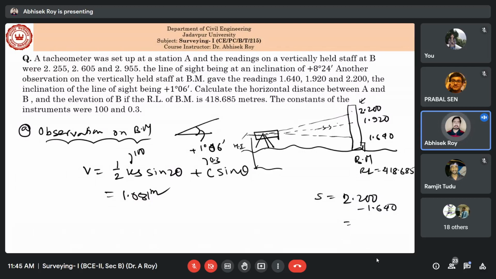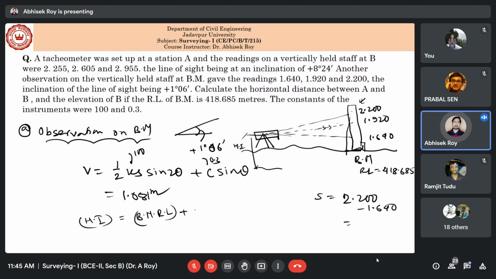This line is inclined. I only want to calculate the height of the instrument. So the height of the instrument at the instrument station, or the elevation of the line of collimation at the instrument station, will be simple. It will be your benchmark RL plus your middle stadia reading, because it is holding at 90 degrees.